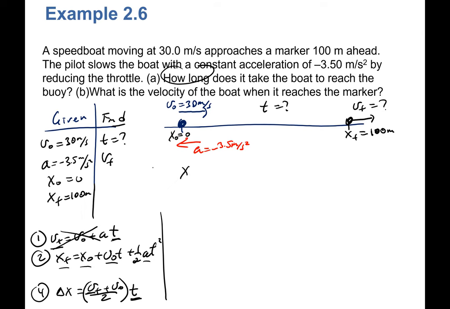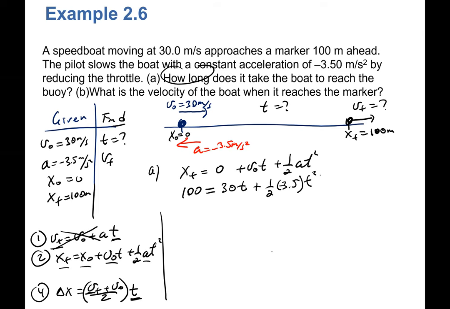So then we write, all right, part A: X final equals X initial plus V initial times T plus 1/2 AT squared. At least one thing we have here is that X initial is zero, but nothing else is zero. This is one time where I can plug in values so you can see. This is 100, equals V initial, 30, times T, plus negative 3.5 times T squared, with the one half. This is my equation.